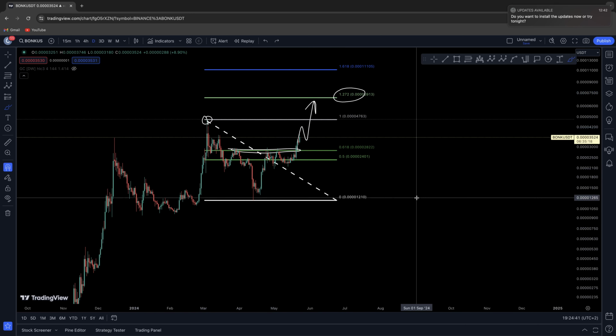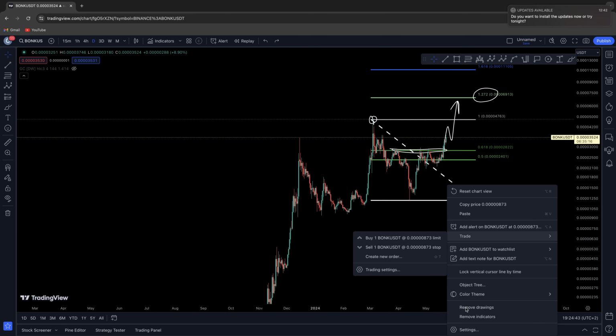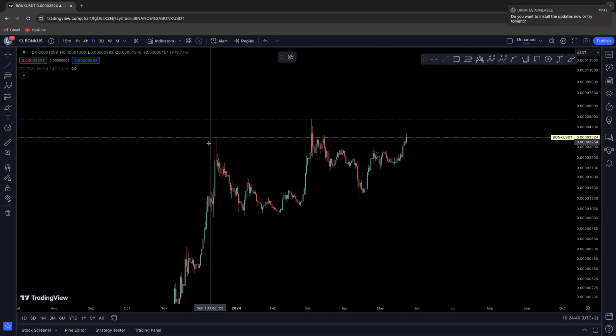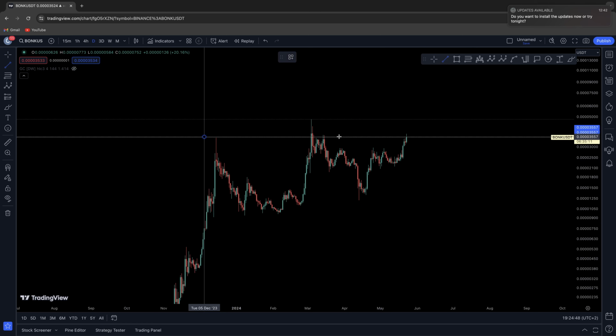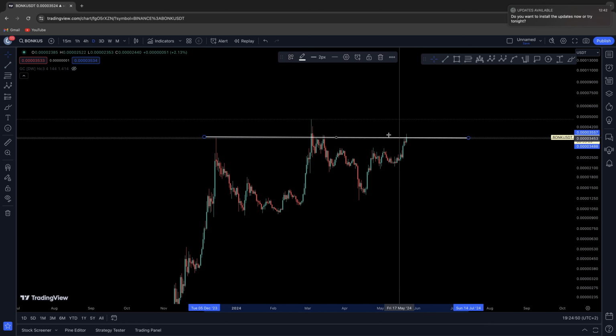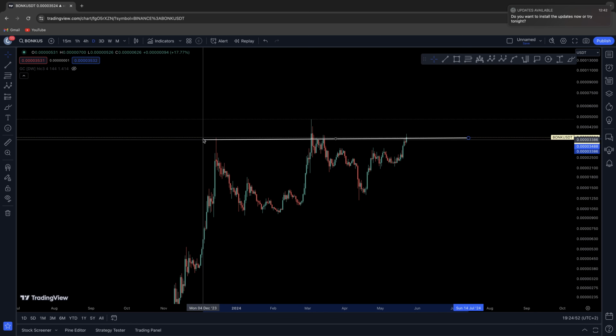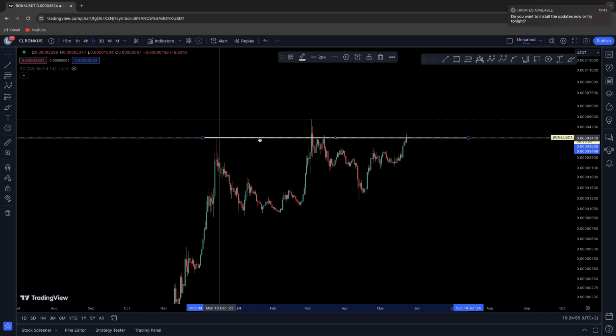Essentially, on the macro scale of things, we could be in some sort of larger ascending triangle where right now we are running into a key level of resistance. As you can see, this was the December high. We also flirted with this area back in March of 2024, and we're back here now in May. So we are also at key resistance. We do need to keep that in mind.